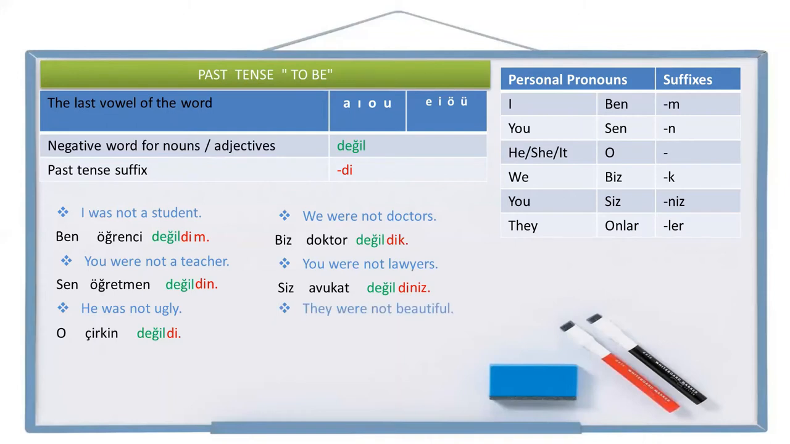One last plural example. They were not beautiful. That's right. Person pronoun they first. Onlar. Beautiful. Güzel. Not beautiful. Güzel değil. Were not beautiful. Güzel değildi. And the person pronoun suffix to the end. Güzel değildiler. Onlar güzel değildiler. They were not beautiful. Alright, these were the positive and negative sentences with past tense to be.